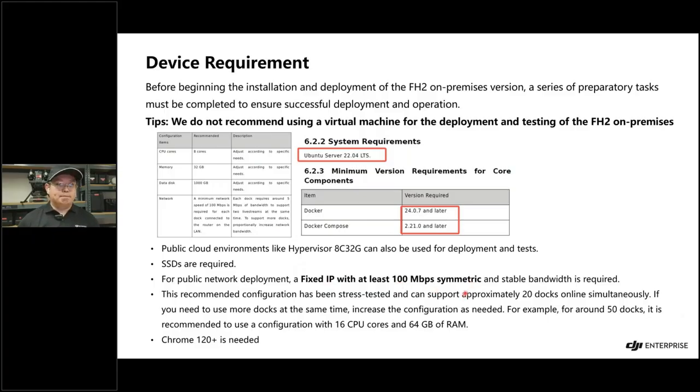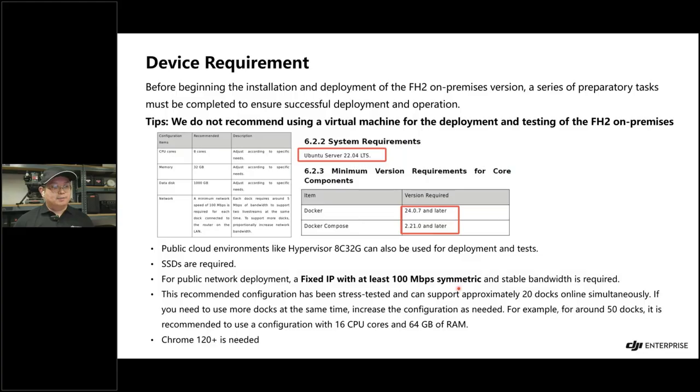Those are the system requirements. In addition to this, if you plan to have Terra Core or a private Terra deployment, to support the local reconstruction functionality in FlightHub 2 on-premises, you also need to have an NVIDIA graphics card in your server for handling that processing need.